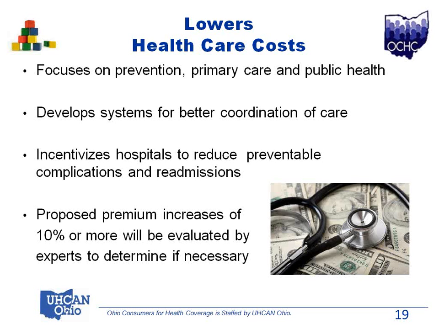One of the ways that we can make the system work for everybody and provide coverage for everybody is to get a handle on healthcare costs. So there are many ways in which the law lowers healthcare costs. Focusing on prevention, primary care, and public health will cut down on treatment of expensive diseases that could be prevented early on. The law does a lot to develop systems for better coordination of care for people with chronic conditions who see multiple doctors in multiple settings.